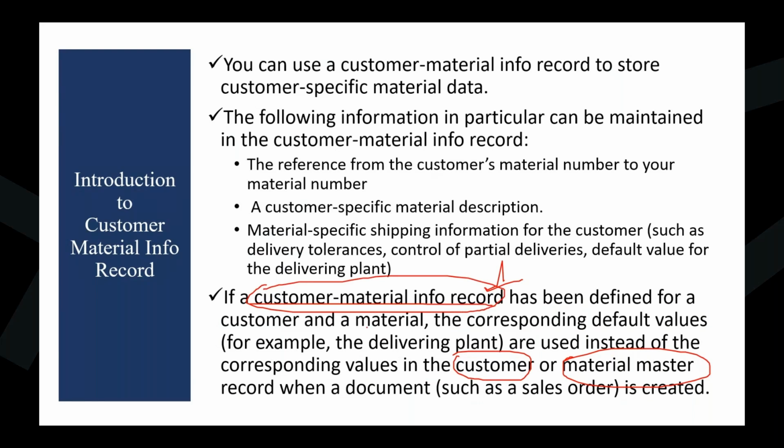The system will first try to read the customer material info record. If the data is maintained there, it will bring that data into the sales order. If it is not maintained, then it will go for the customer master and material master individual data. So that's what you need to understand.